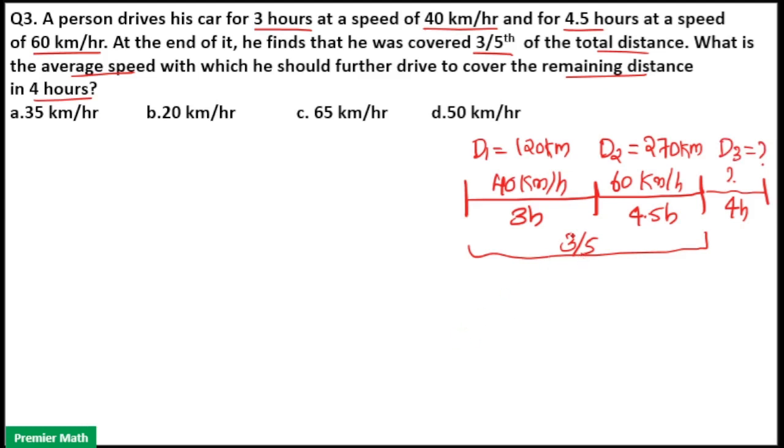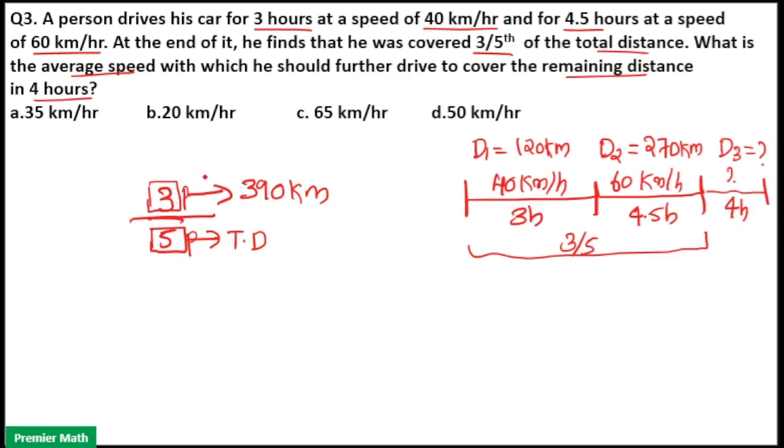Here you can see he only covered 3/5 of the total journey. That means the total journey is 5 parts. Total distance is 5 parts, out of which he only traveled 3 parts. So 3 parts is 120 plus 270, that is 390 km.